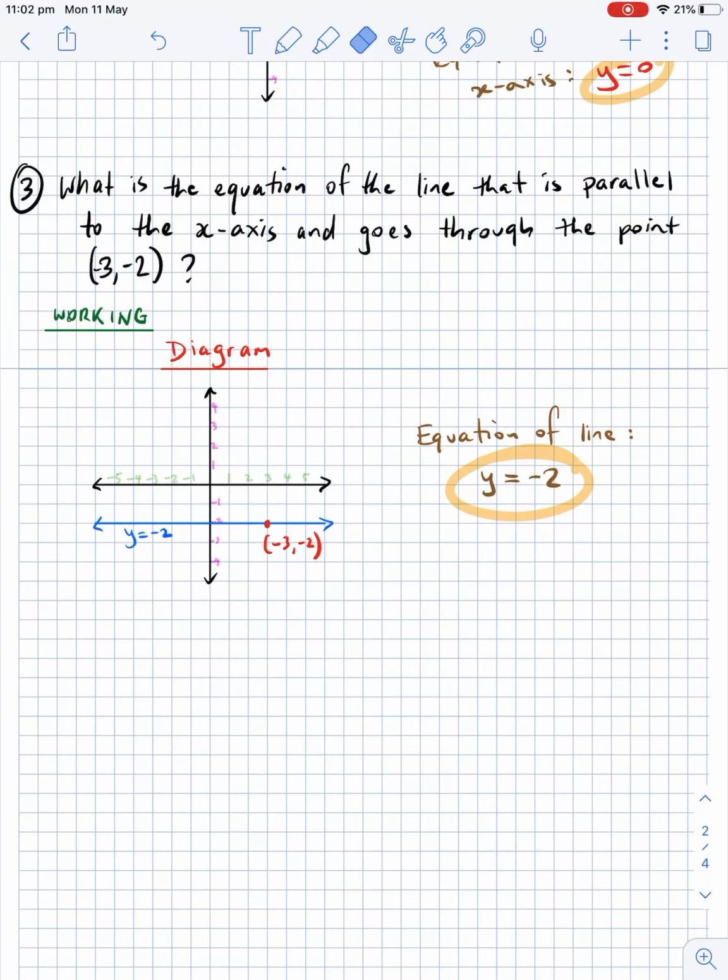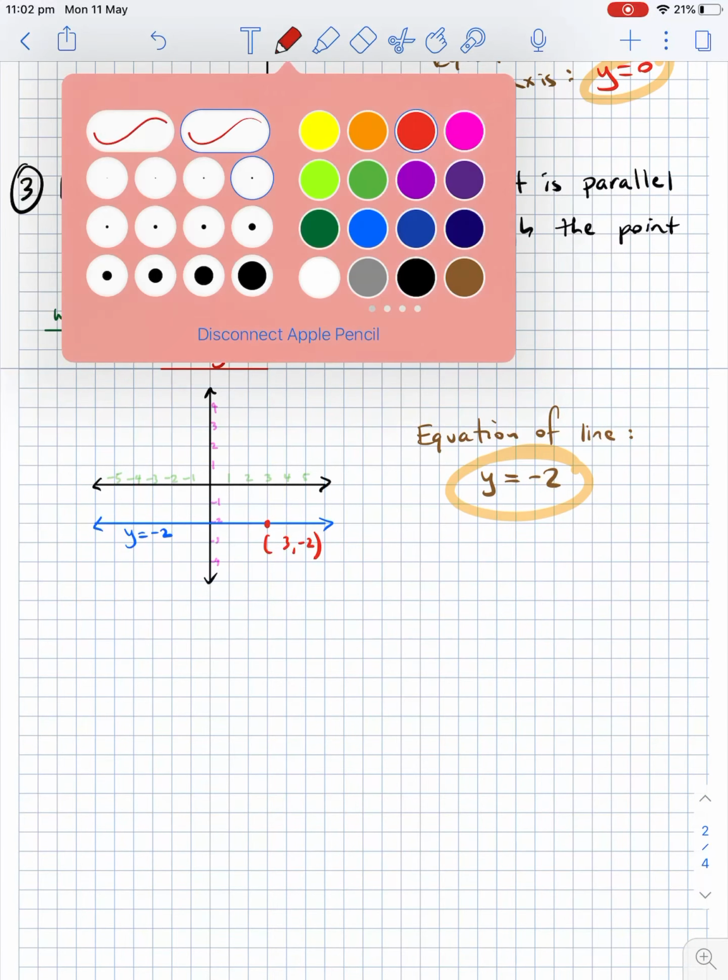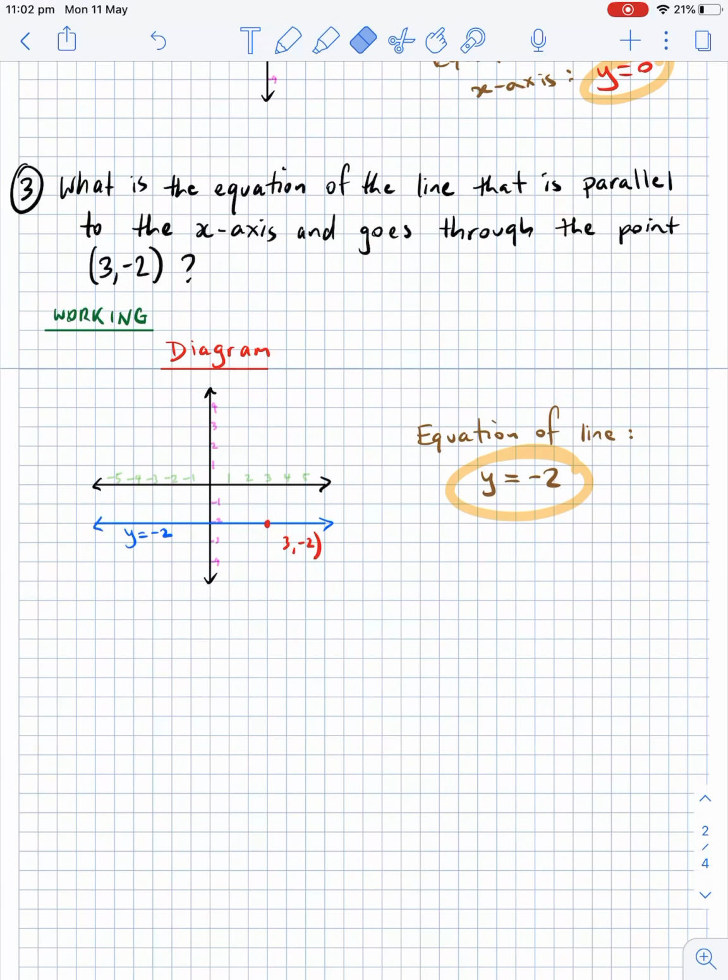Sorry, I was wrong. That should be positive. My bad, I'll just fix that up. So that's the point (3, -2). We know it goes through this point right here, (3, -2), and it has to be a flat line that's parallel to the x-axis. So flat horizontal lines intercept the y-axis at negative 2 here. So we know that our equation has to be y equals negative 2.